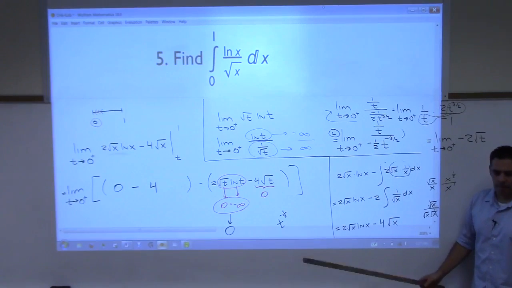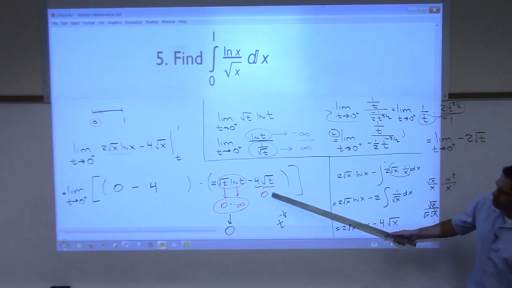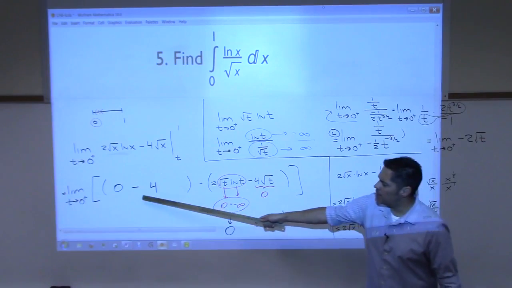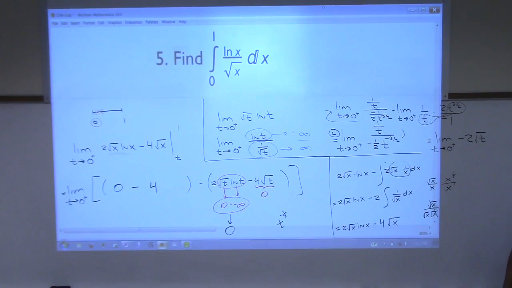So there's probably not going to be that many questions. Yeah, we're done, so we can talk about the test. What's the answer to this? This was 0, boom, and then all we get is the negative 4. So minus 4, negative 4 converges. Converges to negative 4.